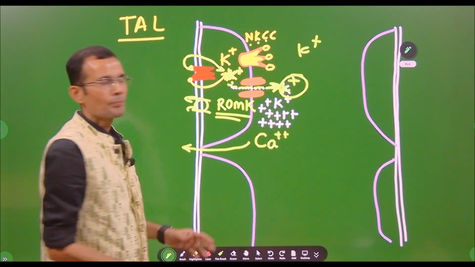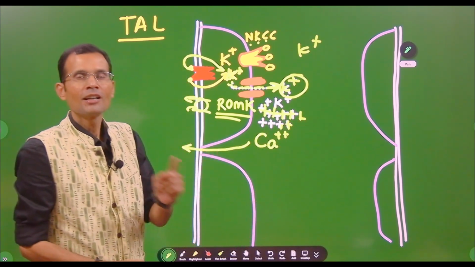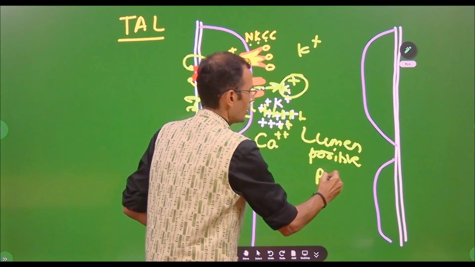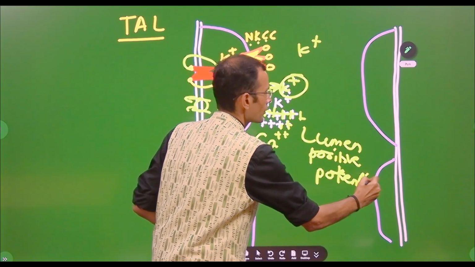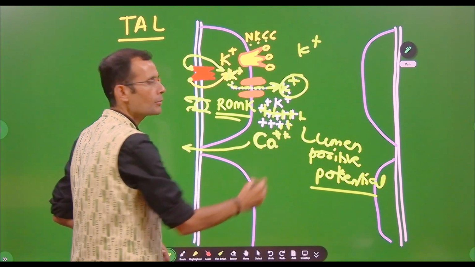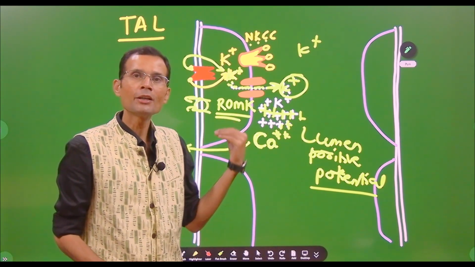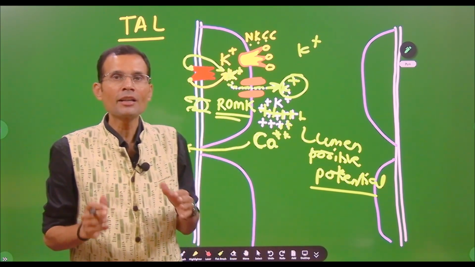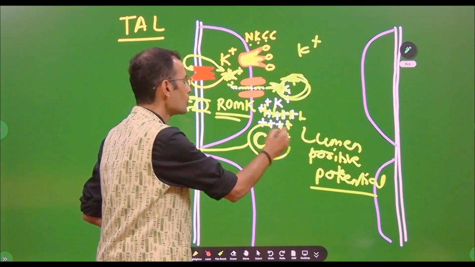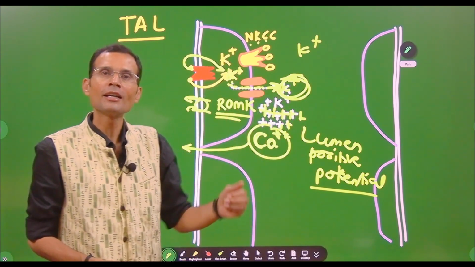What happens because of this? This potassium which is coming out will bring in a lot of positive charges. Now this creates a lumen positive potential. A positive potential is created in the lumen. And because of this potential, the divalent cations like calcium and magnesium will be driven out of the lumen and absorbed into the bloodstream. Again, electrochemical gradient, this time created by the potassium, and useful for the calcium to diffuse out of the tubular fluid and be absorbed into the blood. So this is potassium driven calcium movement.